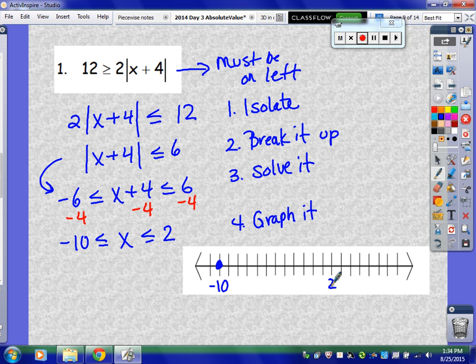So 2 is over here. Here again it's closed. And my graph is going to be everything in between. So maybe you see now why I got you to review some of the concepts from Algebra 1, so we can hit the ground running.